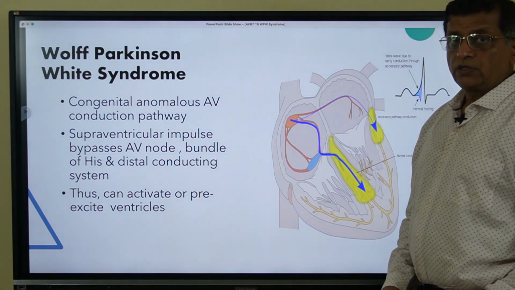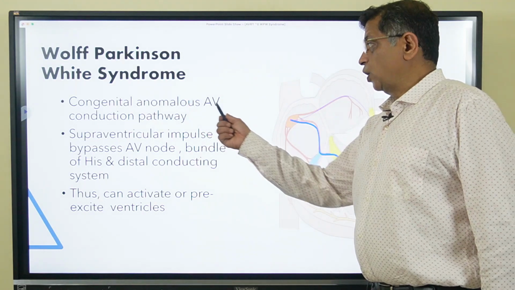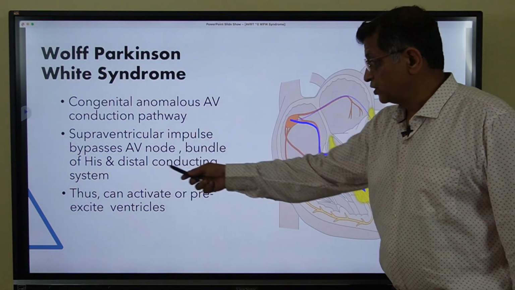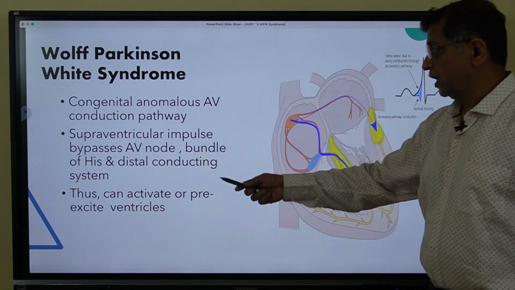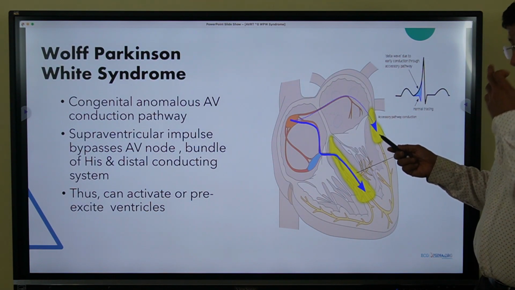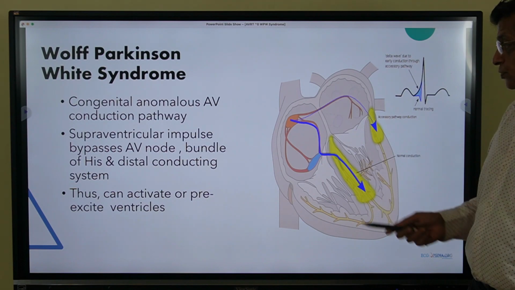Now what happens in WPW syndrome? There is congenital anomalous AV conduction and the supraventricular impulse bypasses the AV node, bundle of His and the conducting system and reaches the ventricle earlier, starting excitation of the ventricles, so that is called pre-excitation.